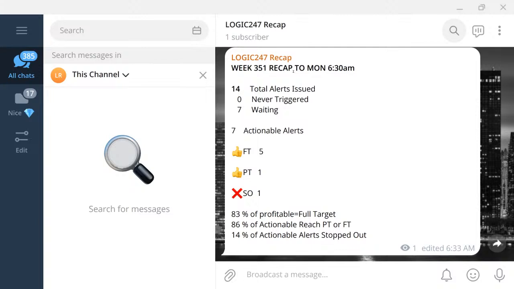Over the last 351 weeks, we've issued over 19,400 individual handcrafted alerts. So we now have less than 600 alerts to hit that big round number I've been talking about at 20,000. So make sure you use the logic alerts to learn how to read the chart.